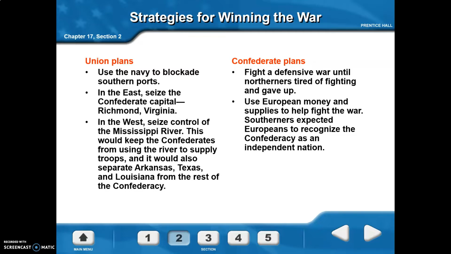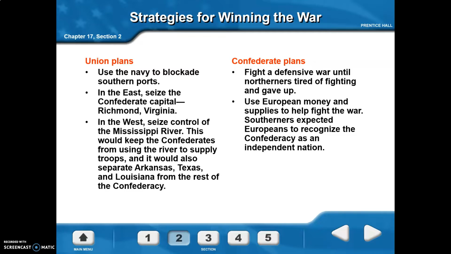The Confederate plan was to fight a defensive war until Northerners were tired of fighting and gave up. So they weren't going to try to invade the North. They were just going to stay put, fight on the defensive side, and wait until the Northerners gave up.